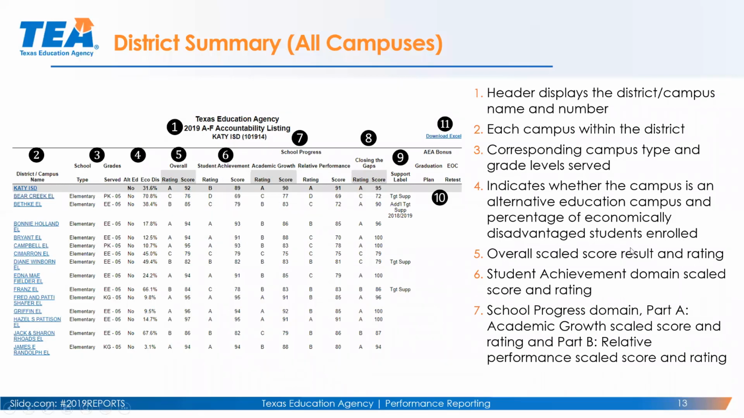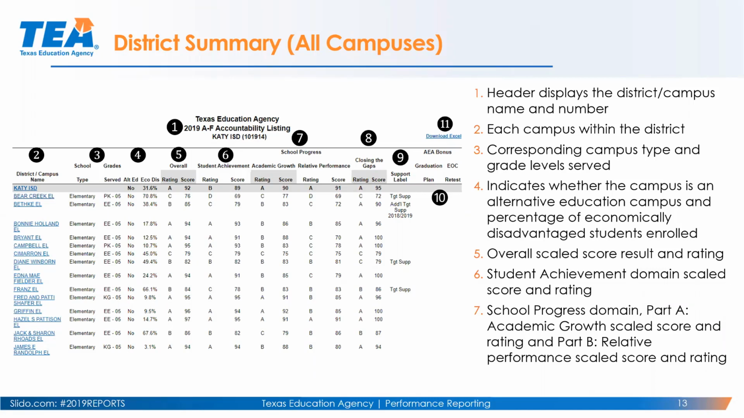So this is the district summary. This displays all of the campus information on one screen. So if I pick Katy ISD, it would show me all the corresponding campuses within the district. At the top, the header displays the campus name and number. Section 2 shows me each campus within that district. Number 3 shows me the corresponding campus type and grade level served.